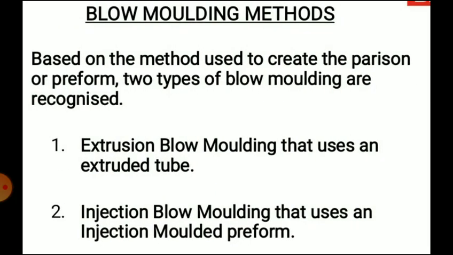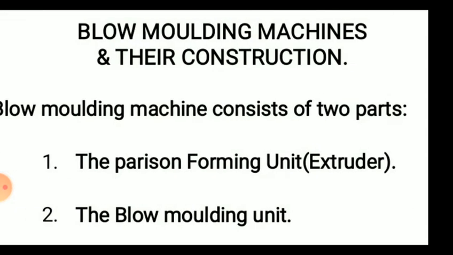Blow molding methods: based on the method used to create the parison or preform, two types of blow molding are recognized. The first is extrusion blow molding, which uses an extruded tube, and the second process is injection blow molding, which uses an injection molded preform.